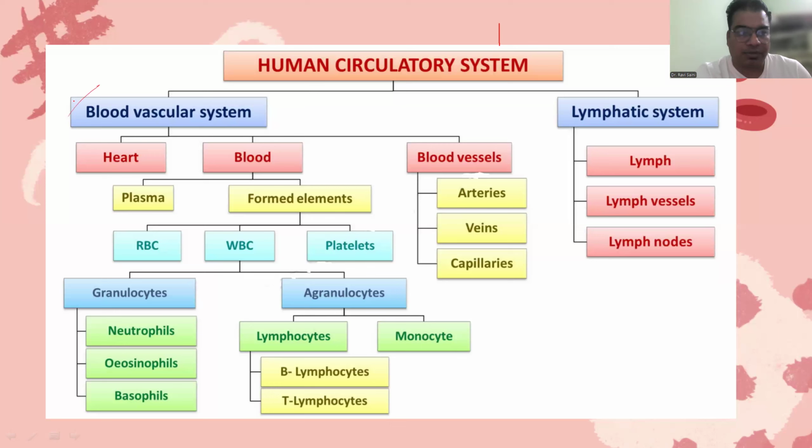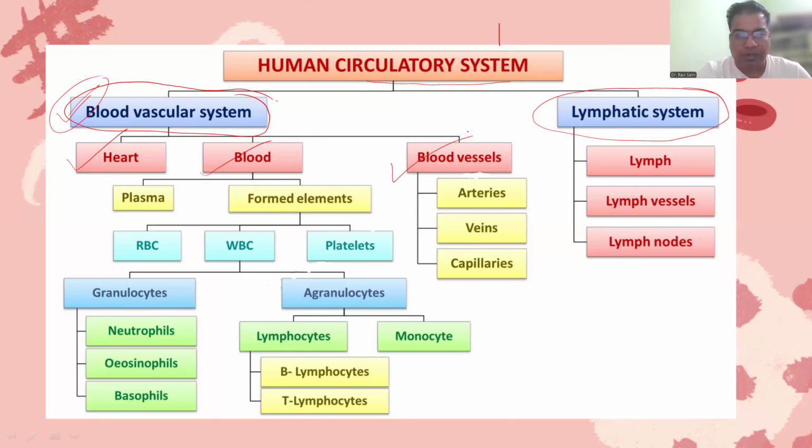This image is presenting a holistic view of the human circulatory system. The first one is the blood vascular system. The second part is the lymphatic system. In the blood vascular system, we have the heart, blood, and the blood vessels.